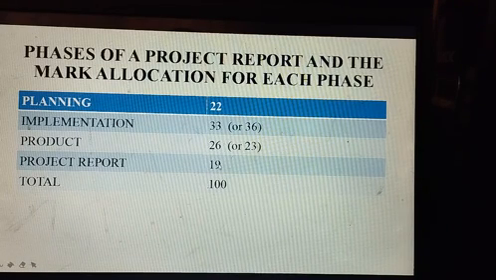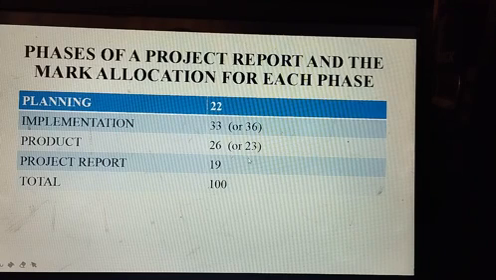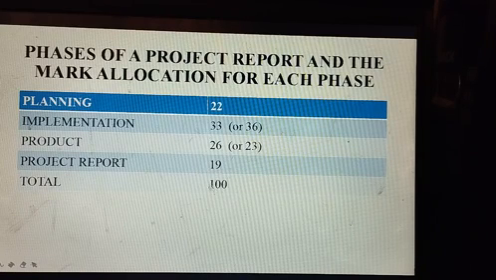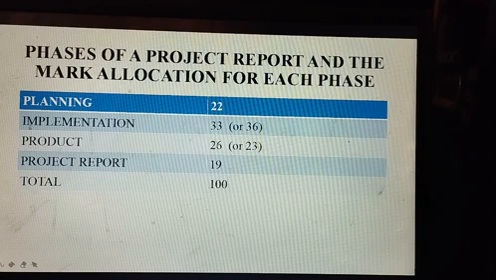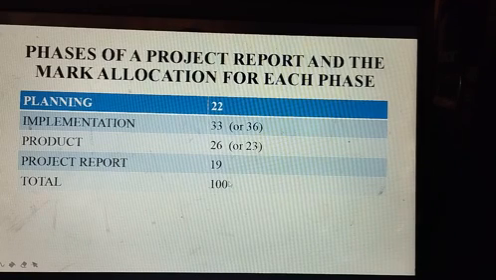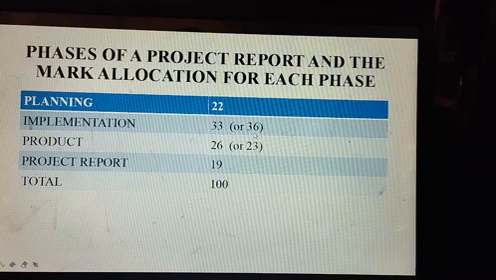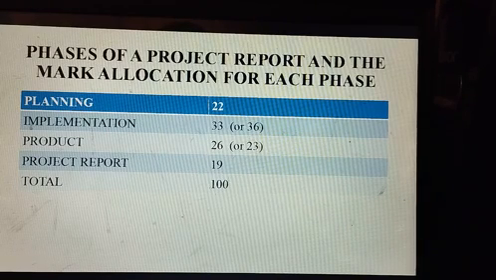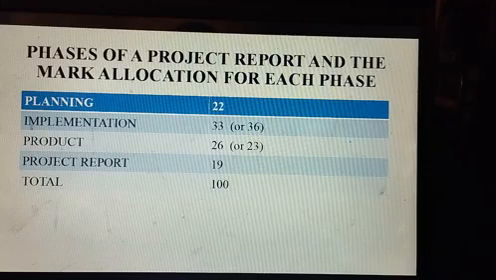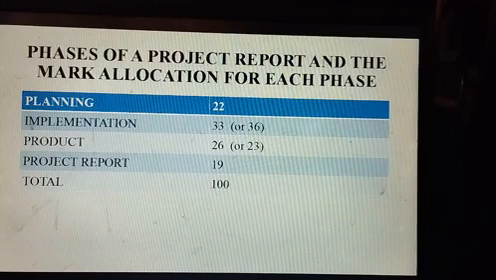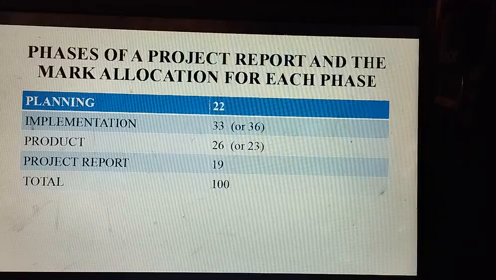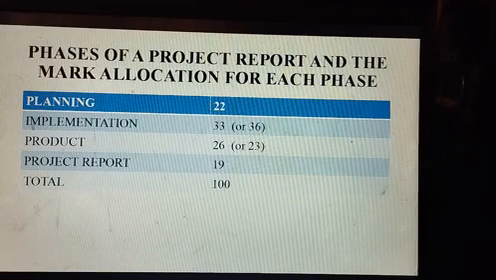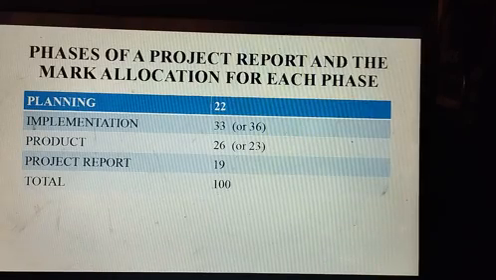So we shall see a lesson about mark allocation for each phase, and how we shall award the marks to make up a total of 100 marks. If we consider the first one, 22 plus 33 plus 26 plus 19, it gives you a total of 100. Or if we go like this, 22 plus 36, then plus 23, then plus 19, that one will also give you a total of 100. So let us go with that about the mark allocation, and we shall upload a lesson about it in detail.